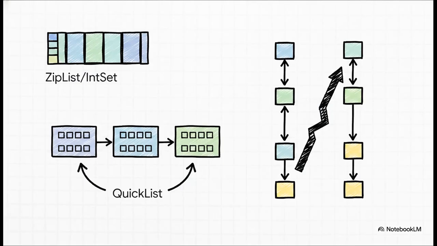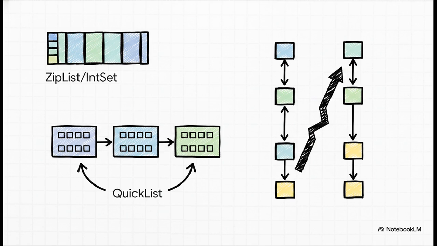And honestly, it doesn't stop at strings. Redis uses these incredibly clever structures under the hood for pretty much everything. You've got ziplists, which store small lists in contiguous memory to completely save on pointer overhead. Then, when lists get a bit bigger, Redis seamlessly switches to quicklists, which are basically hybrid linked lists of ziplists. For sets of integers, it uses intsets, again, contiguous memory without the bloat.